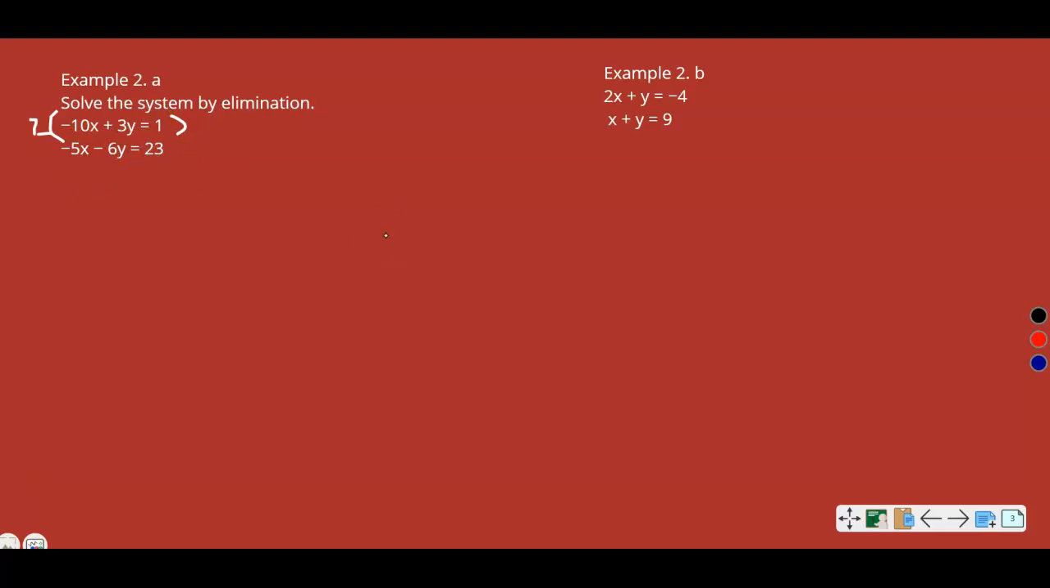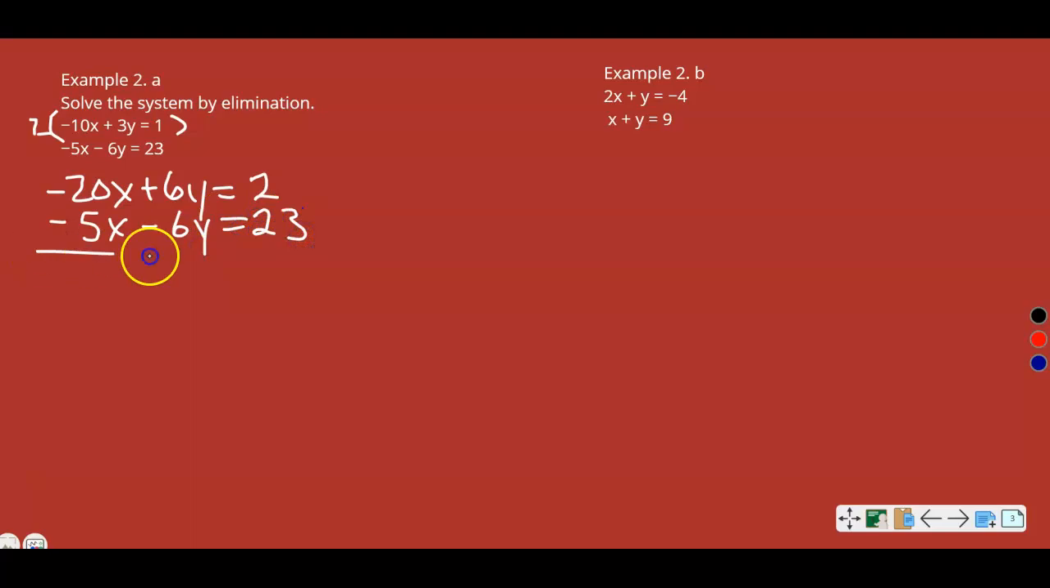So 2 times negative 10, you have to multiply by the entire equation. So negative 20x, 2 times 3y is 6y, and you have to multiply what's on the right as well. So 2 times 1 is 2. All right, so far I have not changed my second equation, so I'm simply going to bring it down. All right, now we're working with elimination.